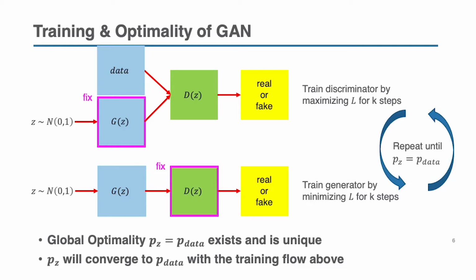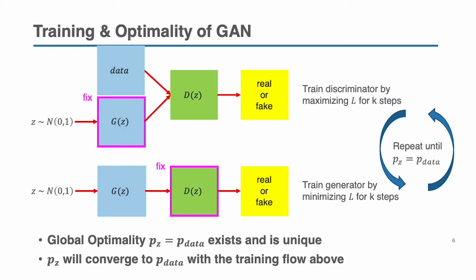So after doing this, we would repeat the two different stages over and over again until we achieve the optimal point, which is P sub z equals P sub data. This means that at the optimal point, the distribution of the results generated by the generator is going to replicate the distribution of the training data set.